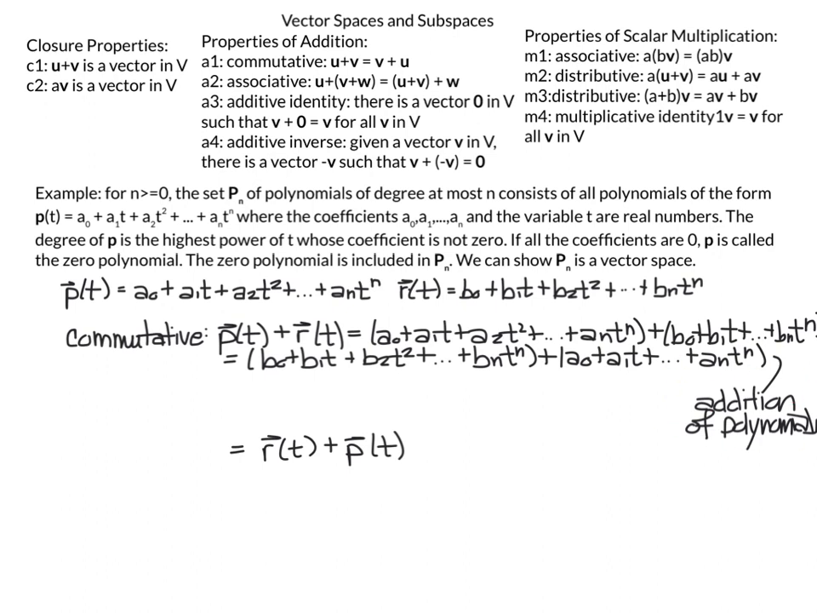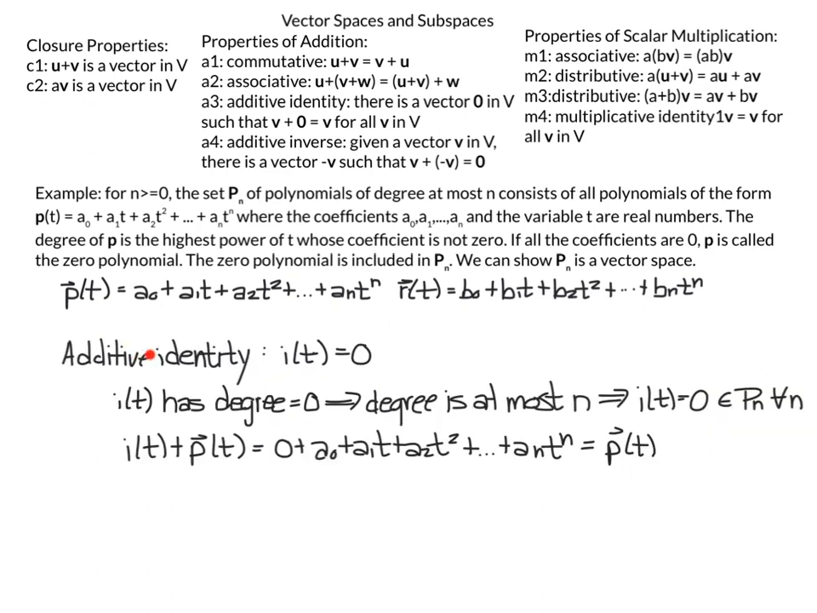Like, you can add this polynomial first to that polynomial, so you get r of t plus p of t, just because we know how to add polynomials from algebra. So there we go. For the additive identity, I'm just going to call that polynomial I, for identity, of t is equal to 0. Certainly I of t is in every P sub n because I of t has degree 0, and so its degree is at most whatever n is.